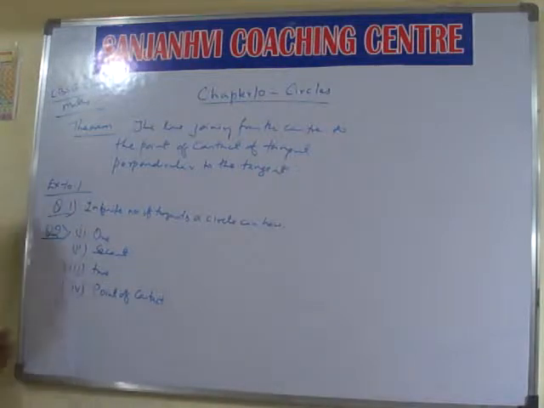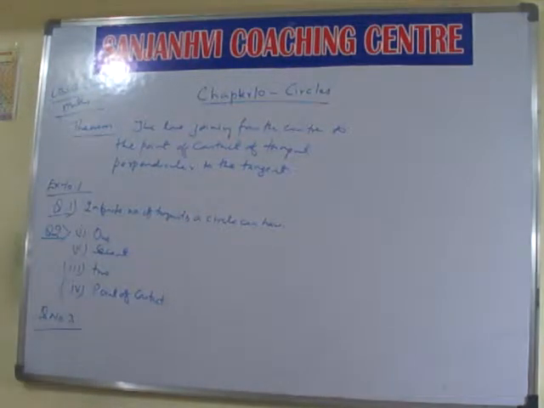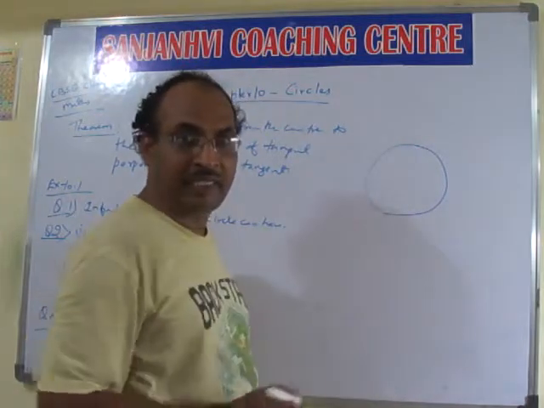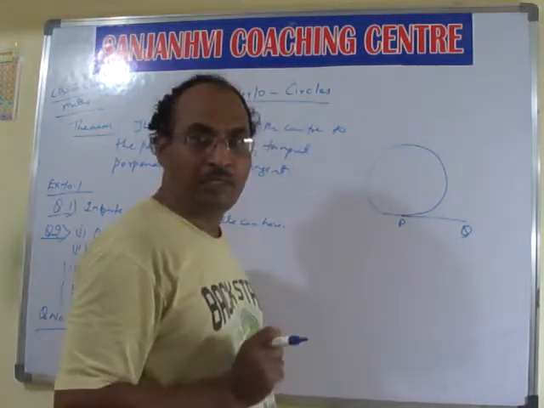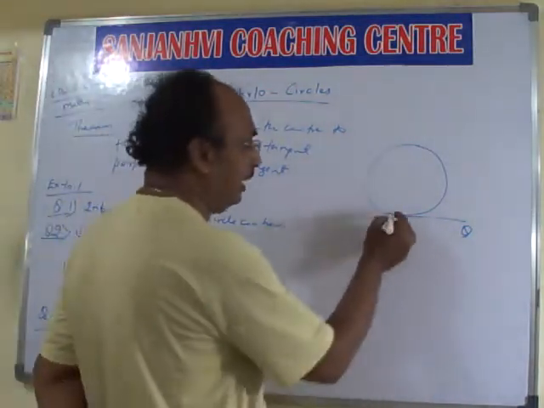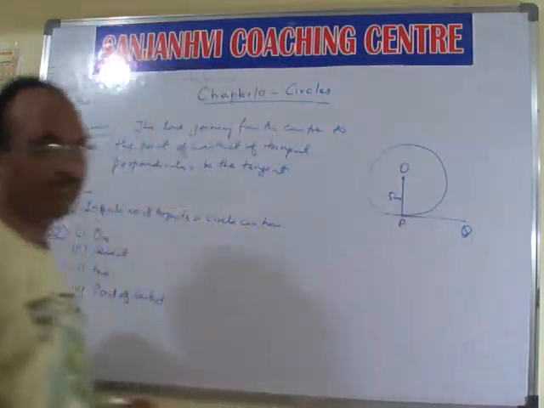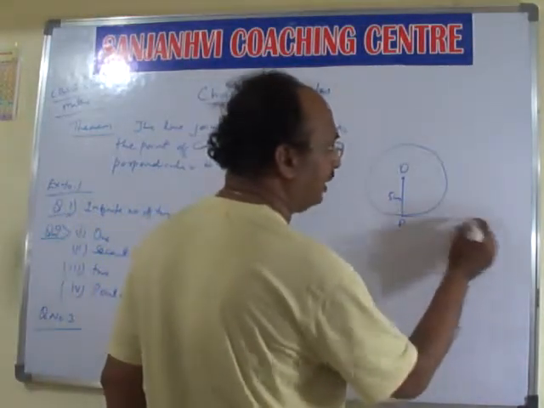What is question number 3? A tangent PQ at a point P of a circle of radius 5 centimeter meets a line through the center O at a point Q. Suppose this is the circle, O is there and this is 5 centimeter radius. So this is there and this is Q. So this is meeting in this way.